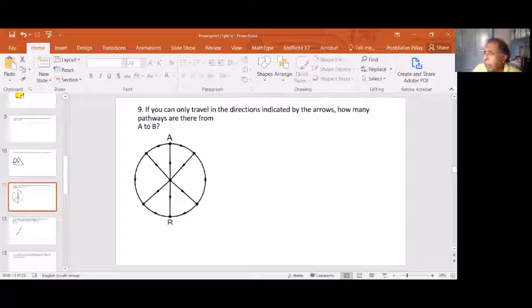Let's get the spotlight on this thing. So this arrow is pointing this way, downwards, downwards, downwards. All these are downwards. On the boundary, it's all downwards. In fact, it's always downwards. Okay, now, how many pathways are there from A to B?